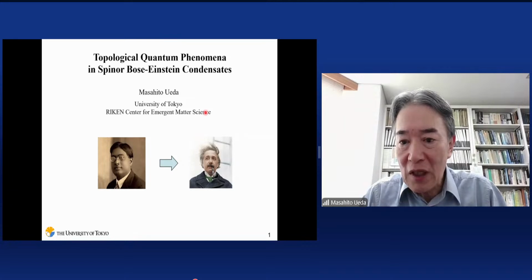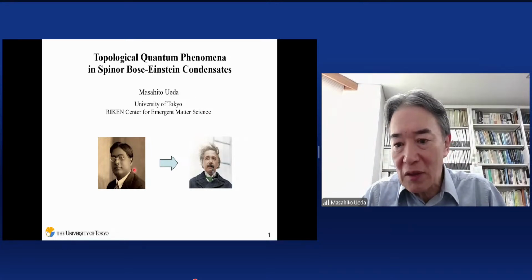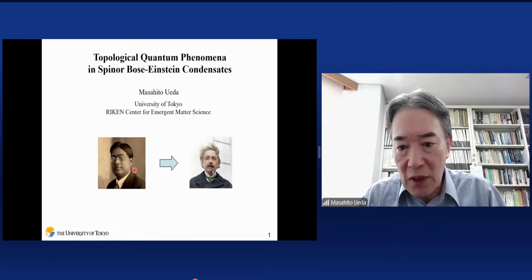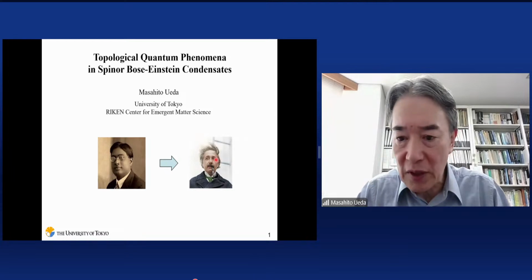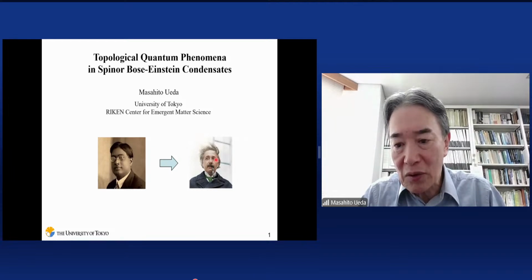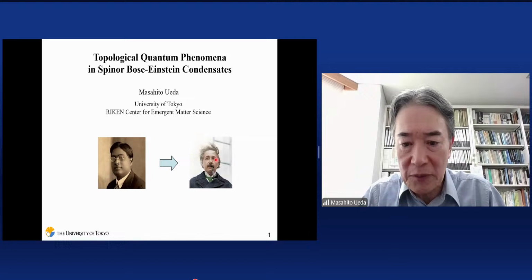Over the past 100 years, the legacy of Bose has developed into a great source of physical phenomena, and in particular, the very original idea of Bose about quantum statistics motivated Einstein to discover the most fundamental mechanism of superfluidity and superconductivity, namely Bose-Einstein condensation. Here, I'd like to talk in particular about topological quantum phenomena in spinor Bose-Einstein condensates.